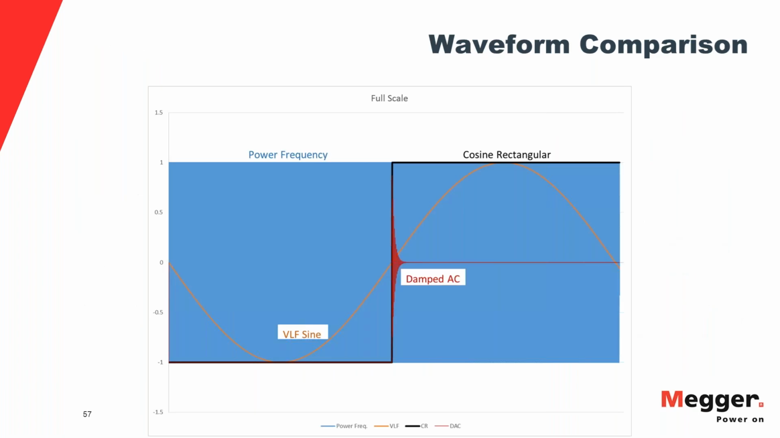And I spelled it out a little bit better. Some of you might know this because it's a slide that we use pretty often. So here you see a blue block, which is the power frequency. It's so many polarity reversals, it appears to be solid. It's actually not. And it's one full VLF cycle. So you can see the damped AC is already quite different. The cosine rectangular is quite different. And you see the orange is the 0.1 Hertz sinusoidal.